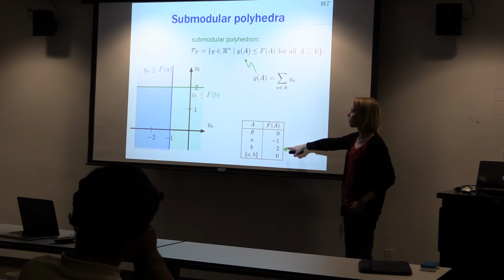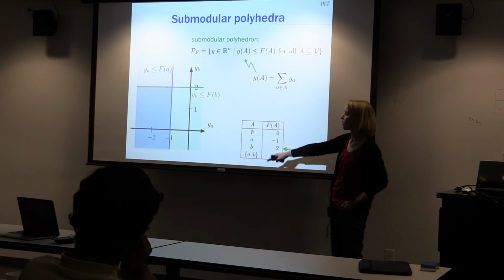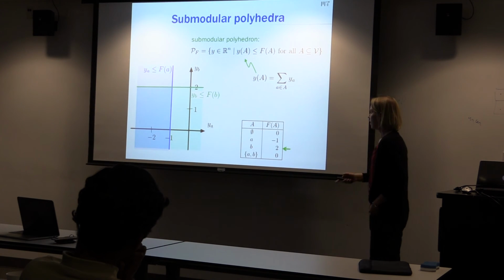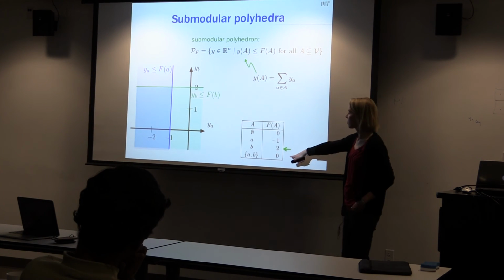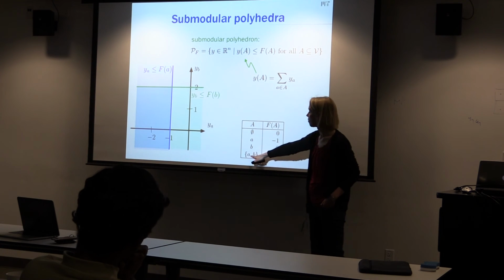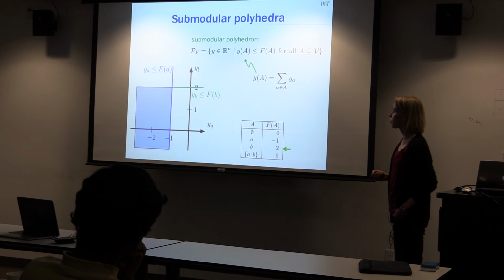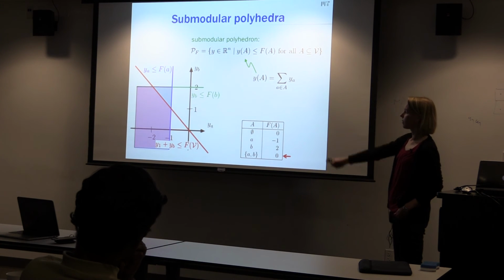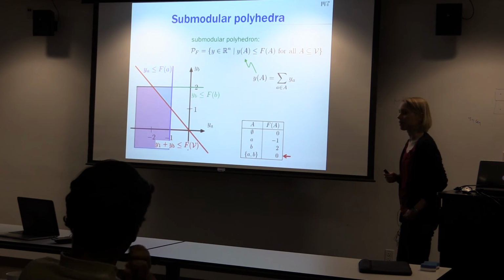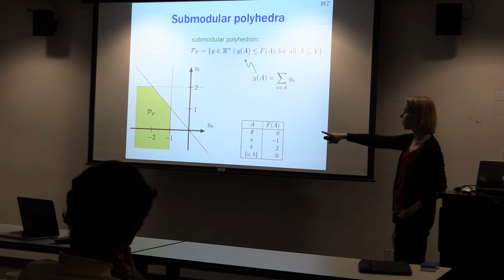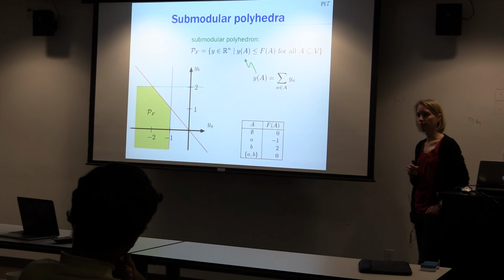The second coordinate should be smaller than 2, so that gives me something that's smaller than 2 in the y coordinate. And what the third constraint says is that the sum of the two, that's the set where I take both of them, has to be smaller or equal than 0. So that's my third constraint that should be satisfied. That is this other diagonal line here. So together, the points that satisfy all these three inequalities is the yellow region here.